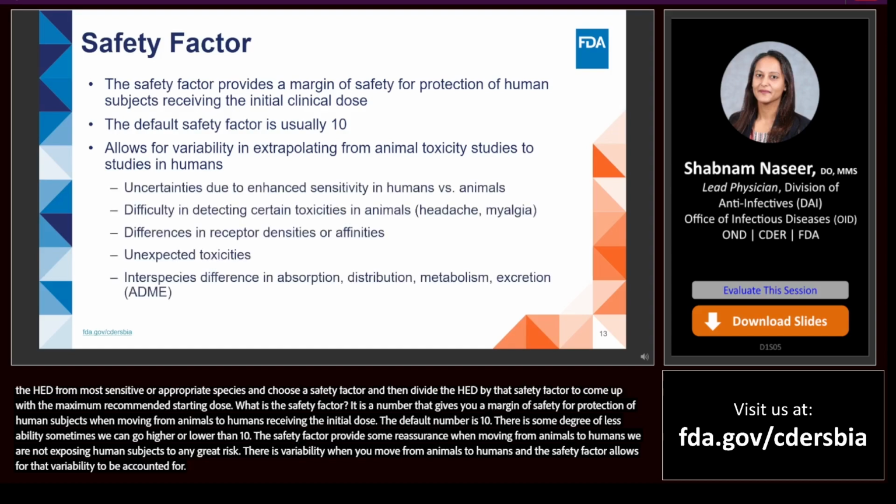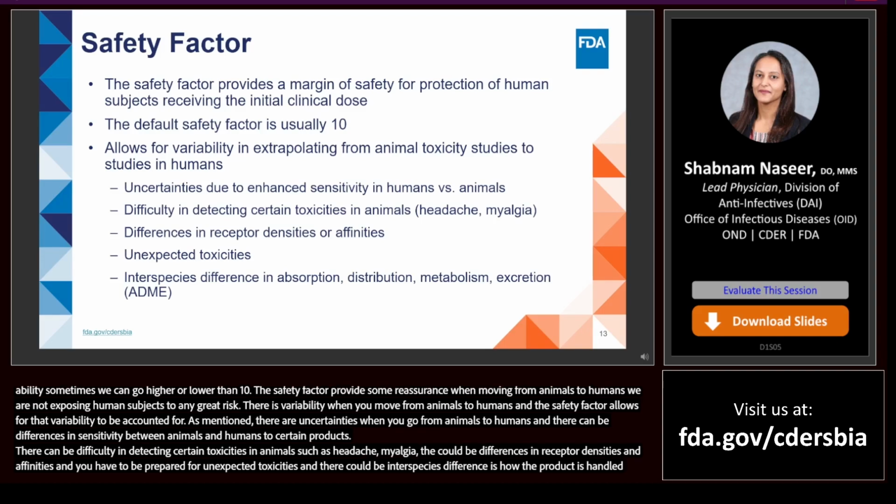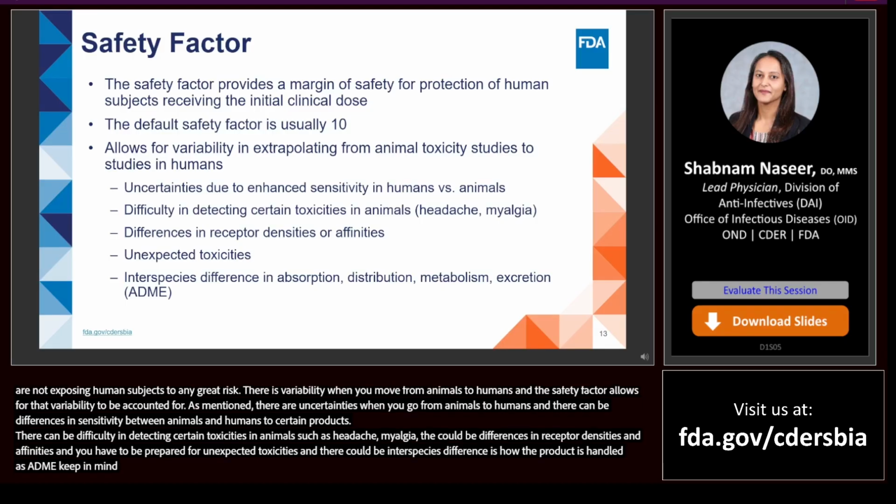So, as I mentioned previously in the examples, there are uncertainties when you go from animals to humans. There can be differences in the sensitivity between animals and humans to certain products. There can be difficulty in detecting certain toxicities in animals, such as headache, myalgia. There could be differences in receptor densities or affinities. You always have to be prepared for unexpected toxicities. In addition, there could be intraspecies differences in how the product is handled, such as ADME. And keep in mind that, again, humans and animals may not always handle the product in an identical manner.